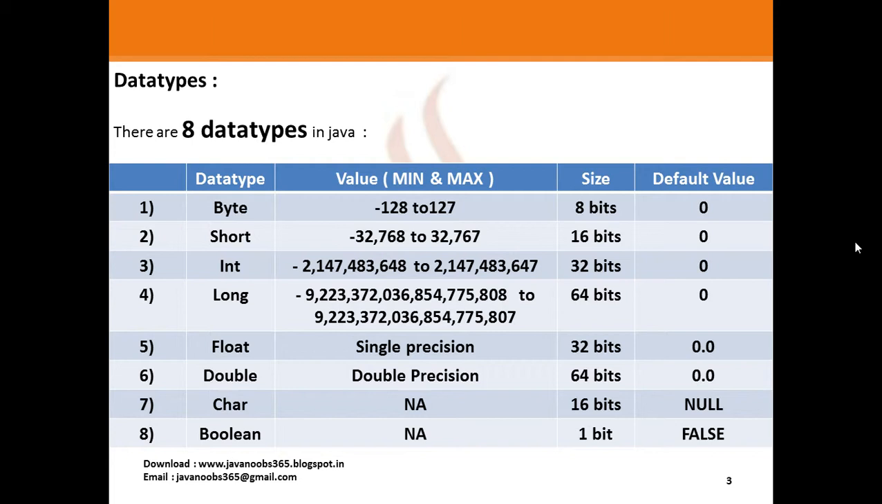The eighth data type is boolean. Boolean has only two values. It's either true or false. The size of boolean is 1 bit. The default value of boolean will be false. It's good to remember this point. The default value of boolean is always false. It's a tricky question, so they might ask you this in OCJP and even in your interviews. So it's better you remember that. The default value of boolean is false.